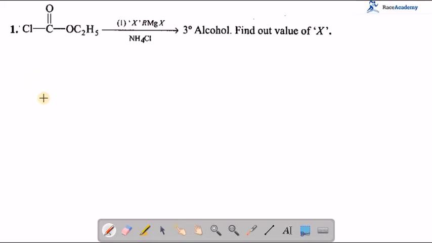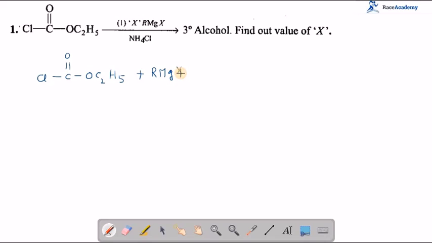In this question, they are given one compound, ClC(=O)OC2H5. If we treat it with RMgX, how many RMgX are required? That is what we have to find.